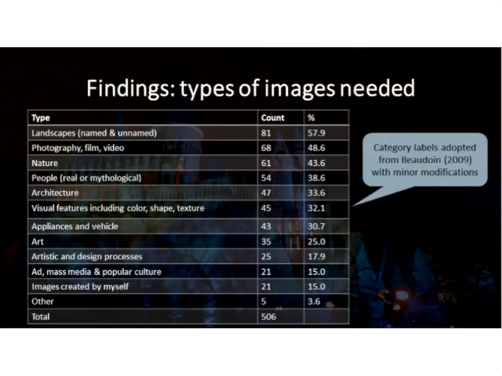The types of images needed for illustrators are shown here in this table. And as indicated here, a wide variety of different types of images were needed rather than a few dominant types. The examples of different types of images here are like landscapes, film, nature, people, architecture, visual features including color, shape, texture, appliances, vehicles, and so on.